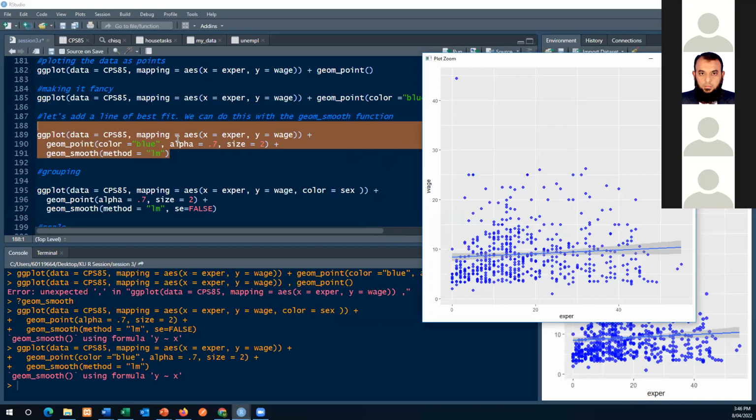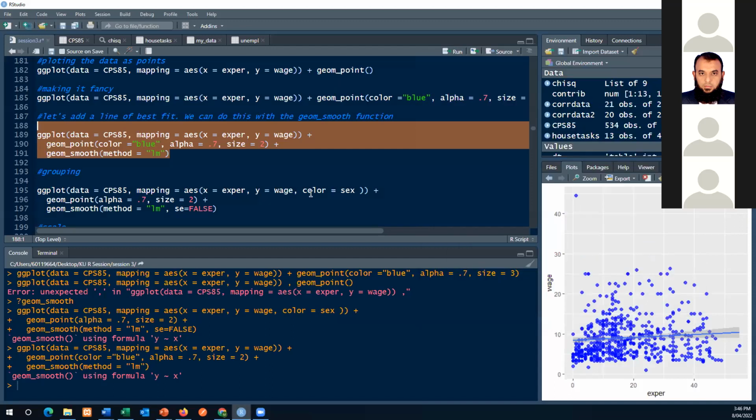In order to do that, look at your mapping. In the mapping, we have the aesthetics, the X variable and the Y variable, and then we want to use the color channel.